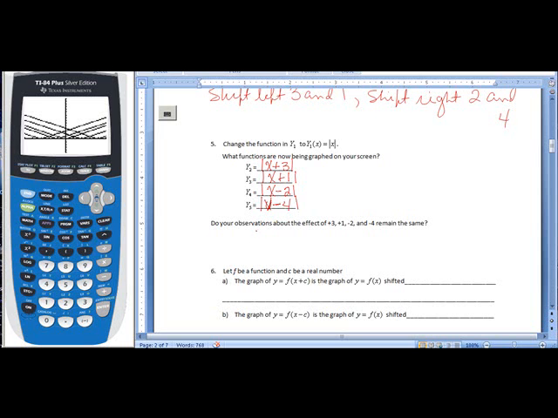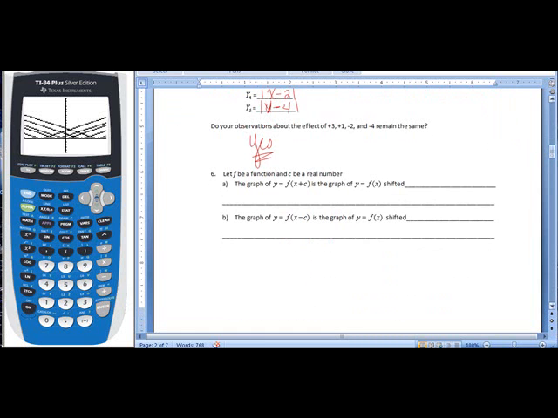observations. So to generalize that, when you've got y equal f of x plus c, that's going to shift your graph left c units. X minus c is going to shift your graph right c units. Now be careful. When we had the shifting up and down, plus meant up, minus went down. When we're shifting left and right, plus means left, minus means right. So you want to be careful about that.